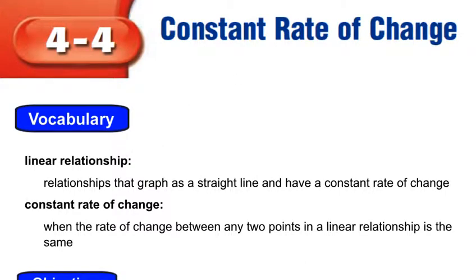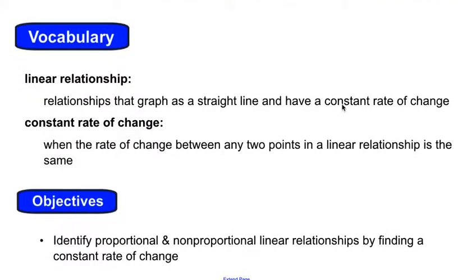Well, welcome back. In this lesson, we are going to focus in on constant rates of change. And to start off, let's just talk about a little bit of vocabulary we need to clarify here. Linear relationships are relationships where the graph is a straight line and there is a constant rate of change. That constant rate of change is called the slope.